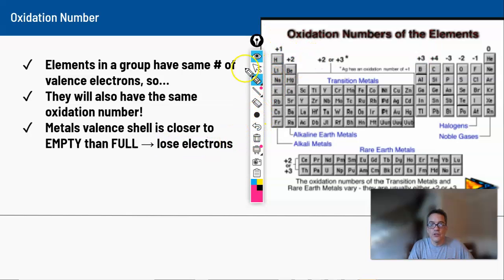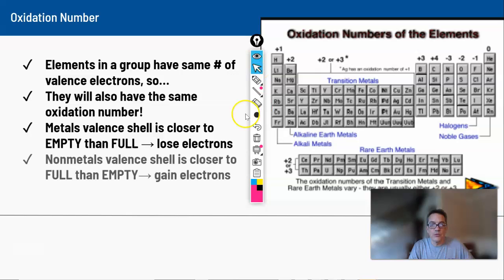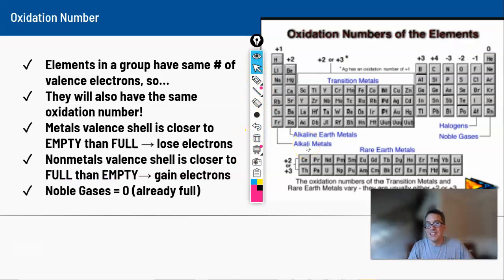On the other hand, once we move to the other side of the periodic table, nonmetals tend to have their valence shells more full than empty. So these have 5 electrons in them, these have 6, these have 7, and these have 8. So they're going to tend to gain electrons, and when they gain electrons, they're going to end up getting a negative charge. Again, our exception with any of this is going to be our noble gases. They're at the very end, they're already full.